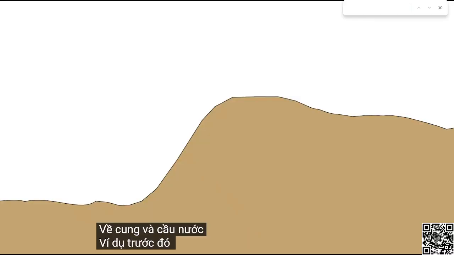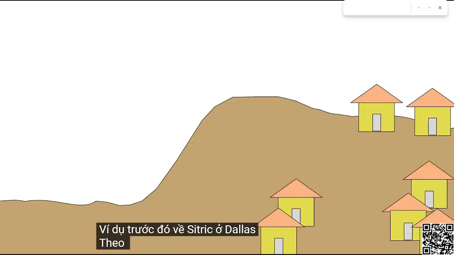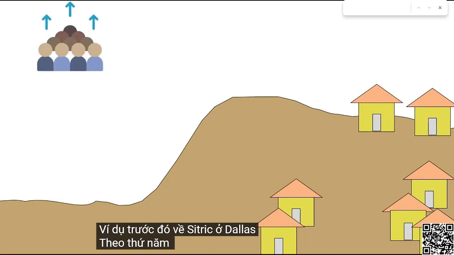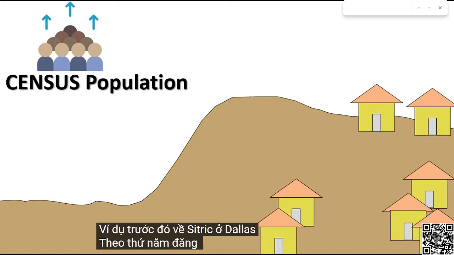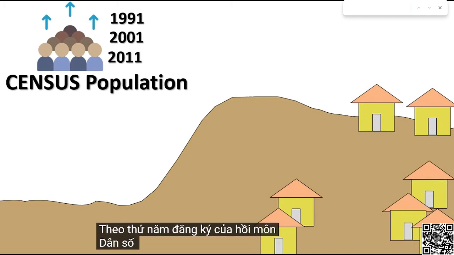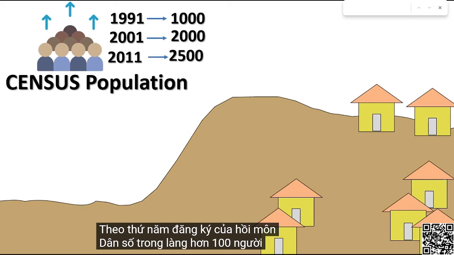Let's take the previous village example. In that, there were some houses. Villagers needed water, and the population of that village for this year we don't have. To find that out, we will need previous years' census population. We can get previous years' population from the census website. Let's say for the years 1991, 2001 and 2011, the population of the village was 1000, 2000 and 2500 respectively.